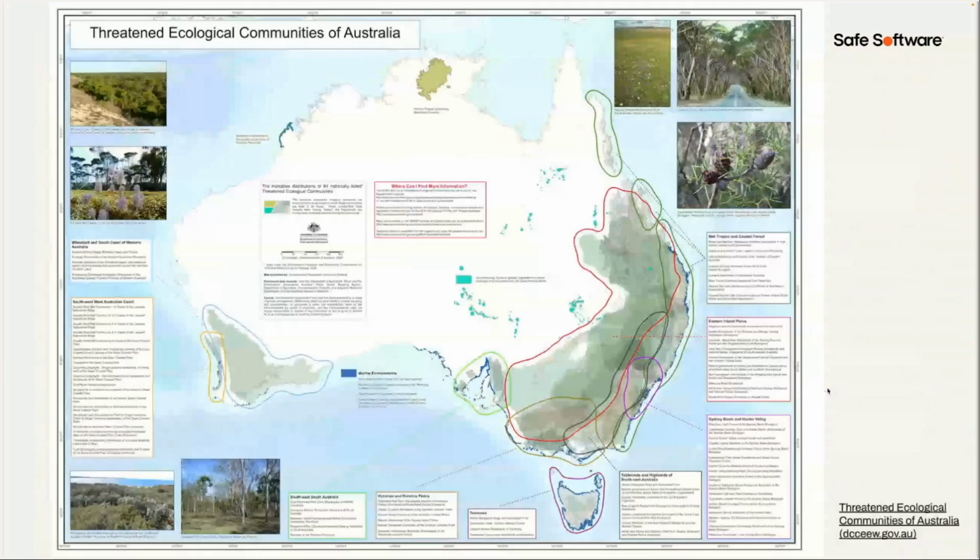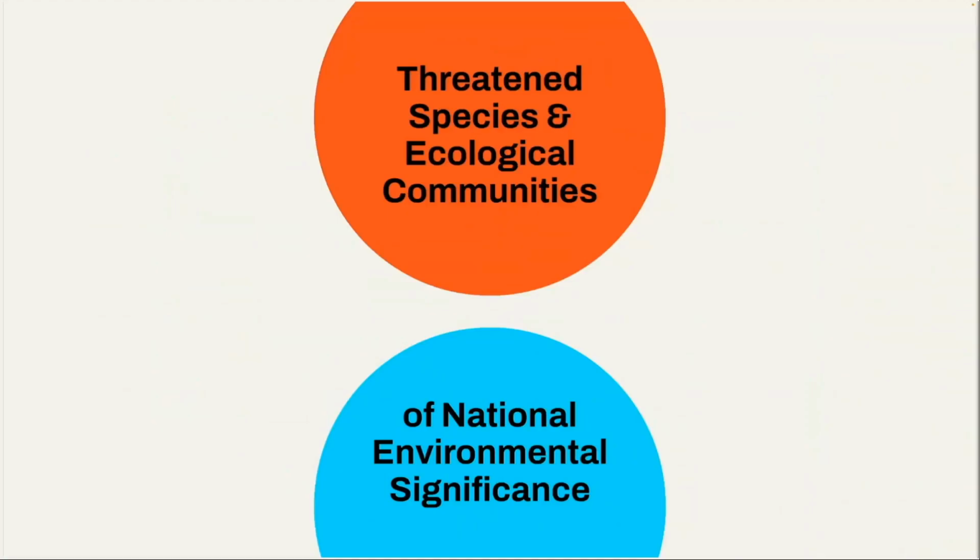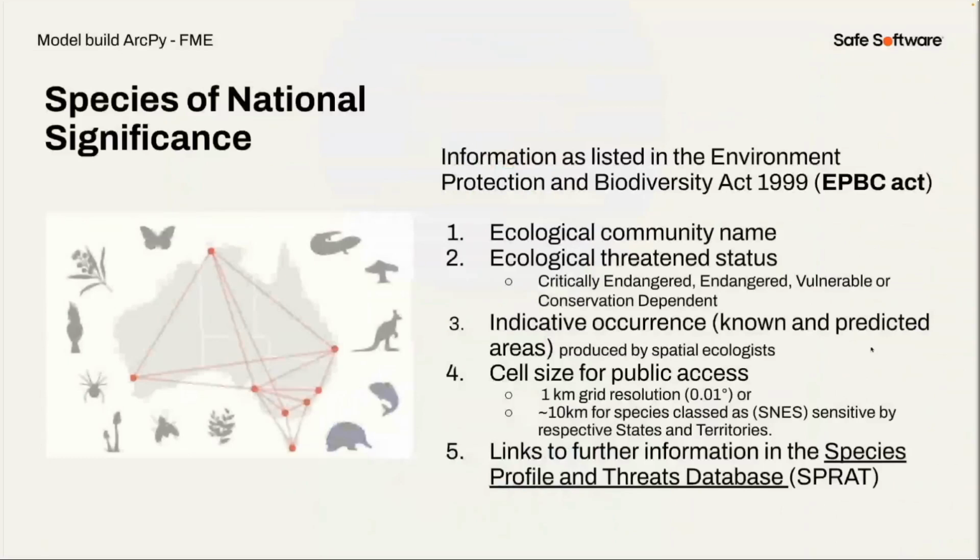A map says 1,000 words. Here are the 84 nationally recognised threatened ecological communities across 13 districts. These communities have been typically heavily cleared and fragmented into smaller patches throughout their ranges. So, species of national significance, information on this EPBC Act has 5 key attribute components: the community, the status, some kind of indicative occurrence, and that is obviously a spatial area, be it known or predicted that these species occur there.